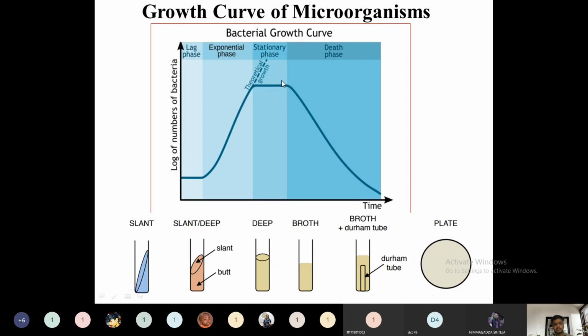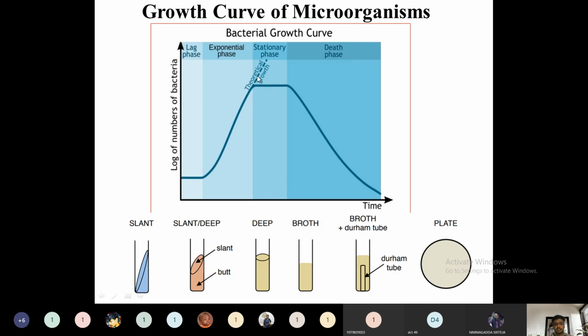Some microorganisms display a long stationary phase lasting for several days, while others have a very short one of a few hours. So some microorganisms will stay in a stationary phase for many days, whereas some microorganisms will exhibit the stationary phase for just a few hours. So after that, the last stage they will undergo is the death phase.